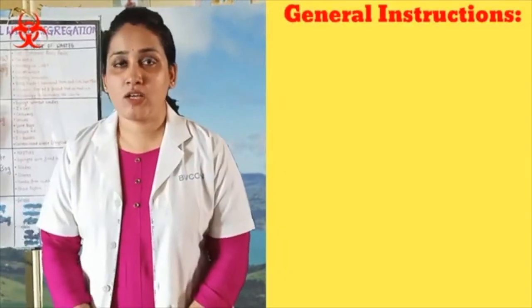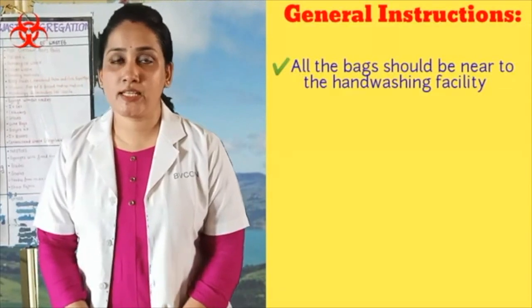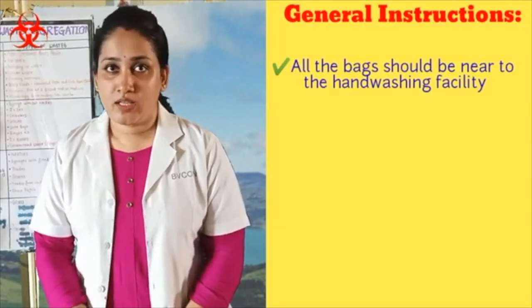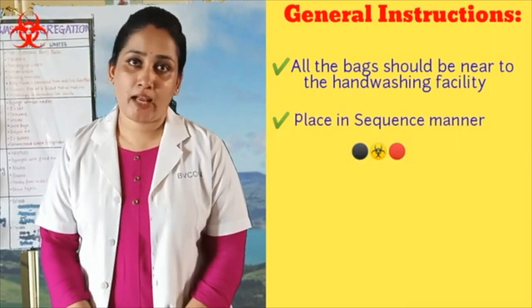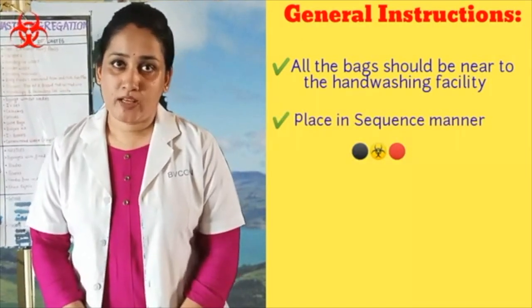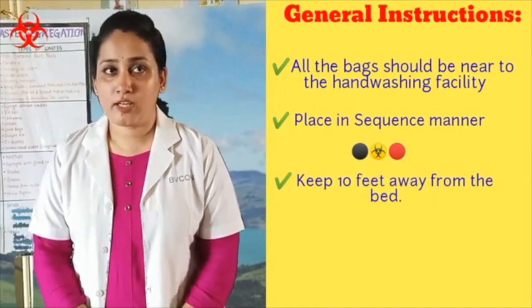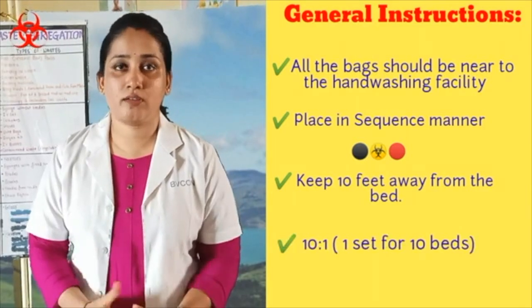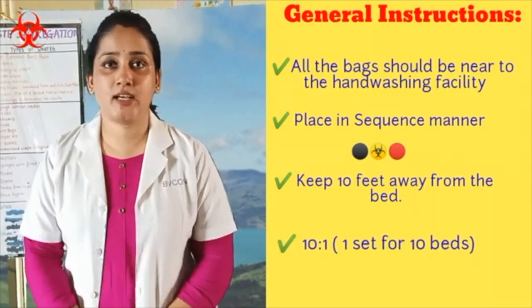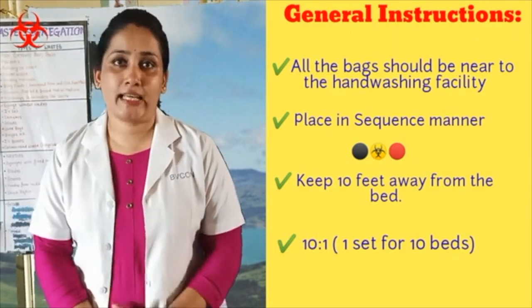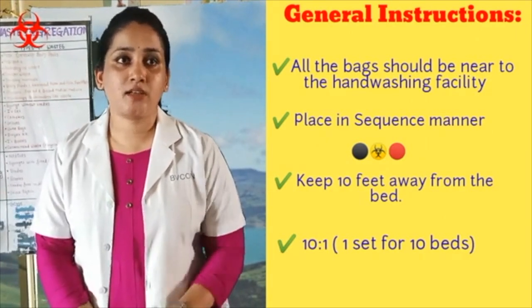In the healthcare facility, all these four categories have to be placed near the hand washing facility. This can be placed in a sequence like black bag, yellow bag and red bag. Then it has to be 10 feet away from the bedside or the warmer. The ratio of keeping this set of waste categories with the beds is one set per 10 beds. As the number of beds increases, the number of sets can also be increased. This should be readily available in an approachable area for the healthcare staff.